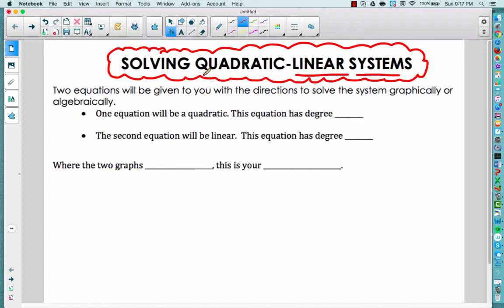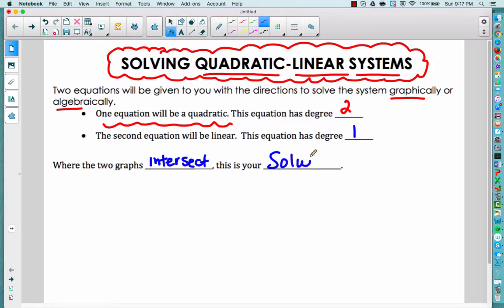So if we're going to solve a quadratic linear system, two equations will be given to you, and you'll be told to solve them either graphically or algebraically. One equation is going to be quadratic, and remember, that means that the highest exponent or the highest degree is 2. The second equation is going to be linear, therefore called quadratic linear systems for a reason. This equation is going to have the highest exponent of 1, so it has a degree of 1. Now, very similar to systems of linear equations, where the two graphs intersect, this is your solution, okay?